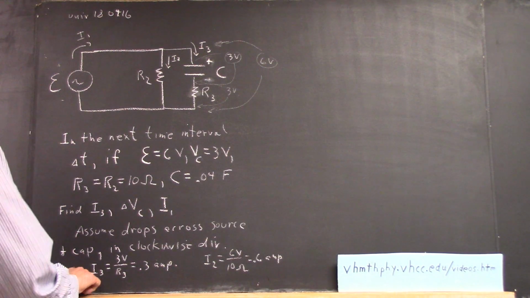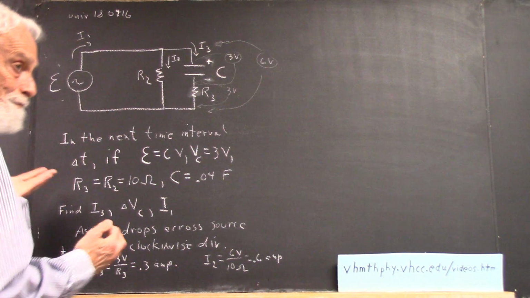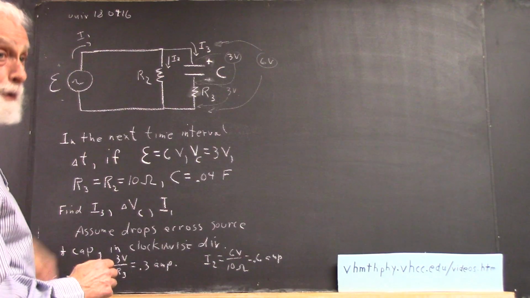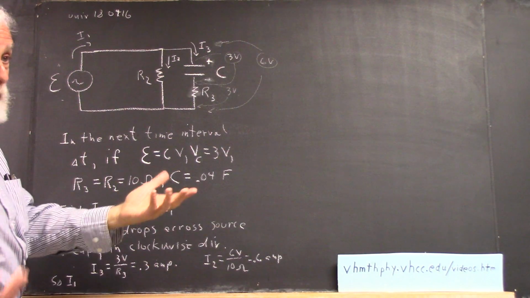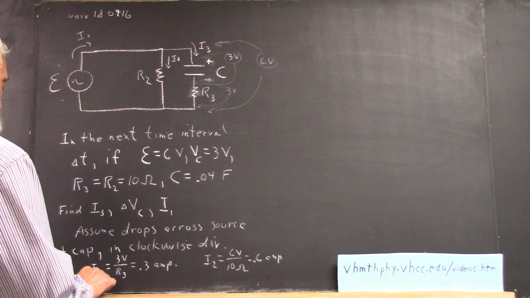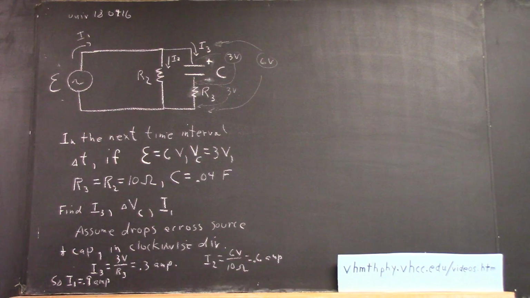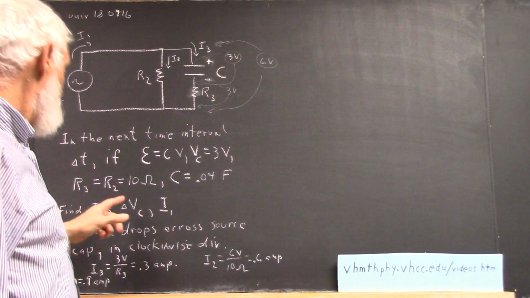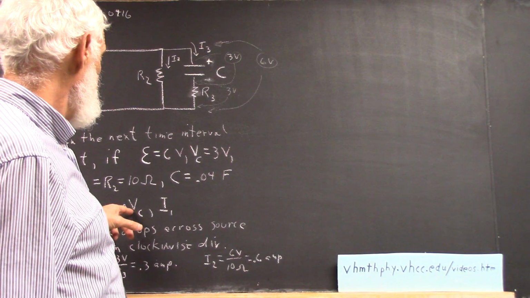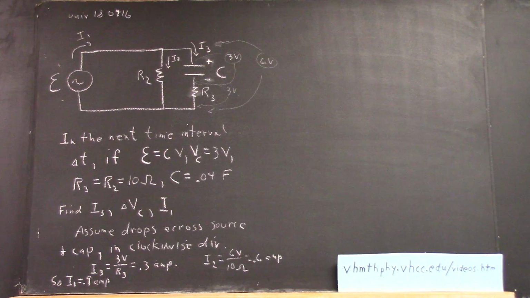Now you could write out the node equation here, but it's unnecessary in this simple case. Although if you find it necessary, that's fine. Okay, so I1 is 0.9 of an amp. Okay? Right. Now the question is, what's the change in the voltage across your capacitor in a time interval delta t? So go ahead and figure that out. You can figure it out for your own solution.